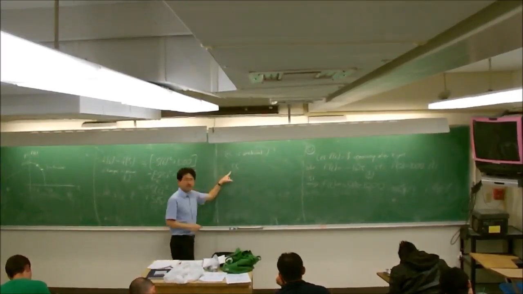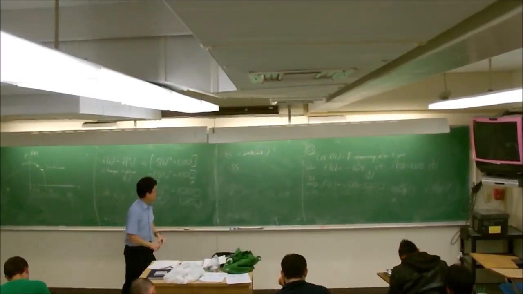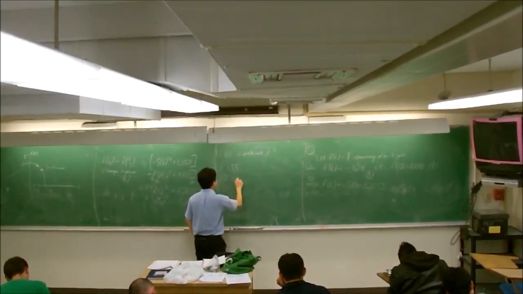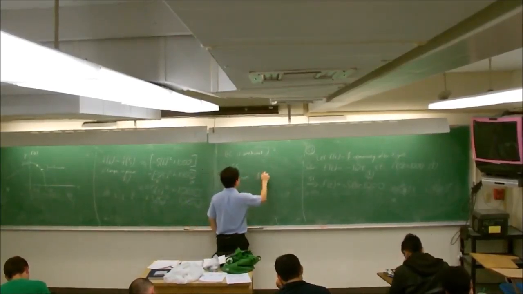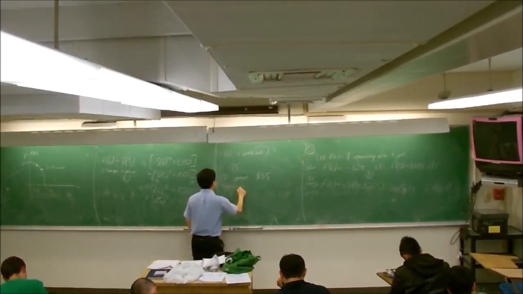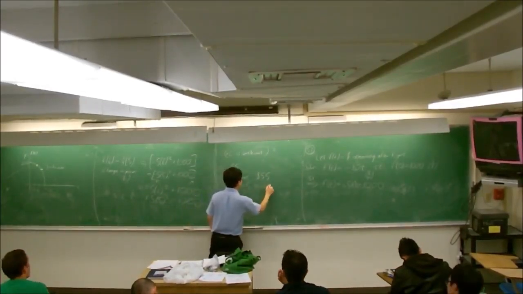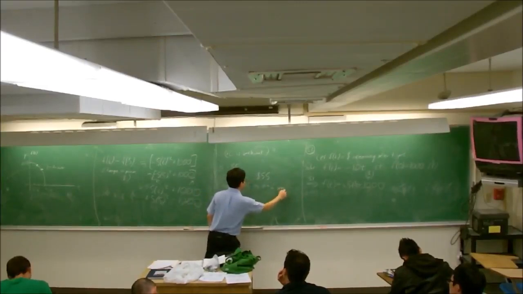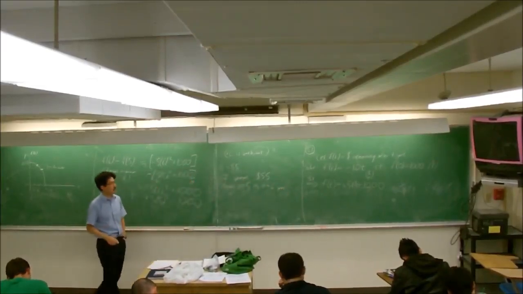How come this is negative? Because you're spending it, right? So what does it mean? You spent. I spent $55, from t equals 5 to t equals 6 years. All right. So I spent $55.